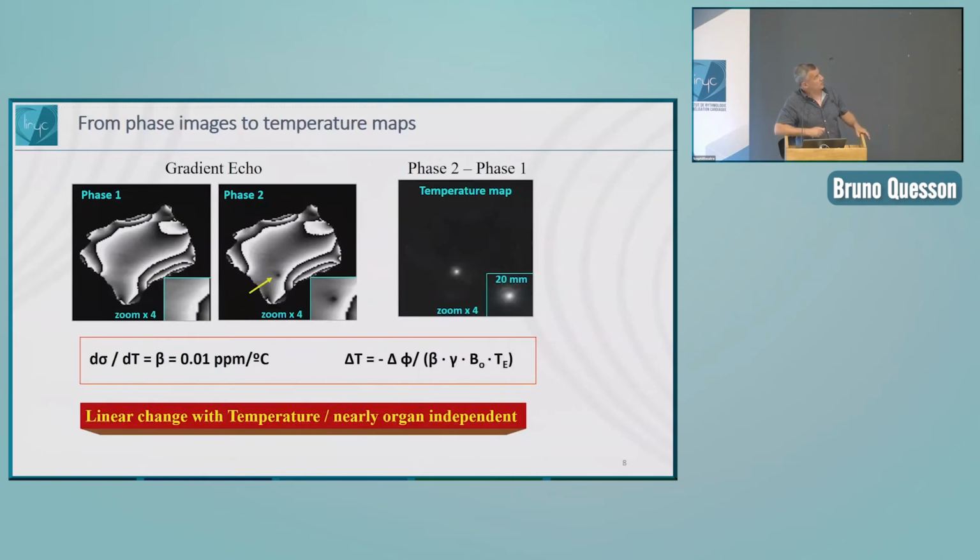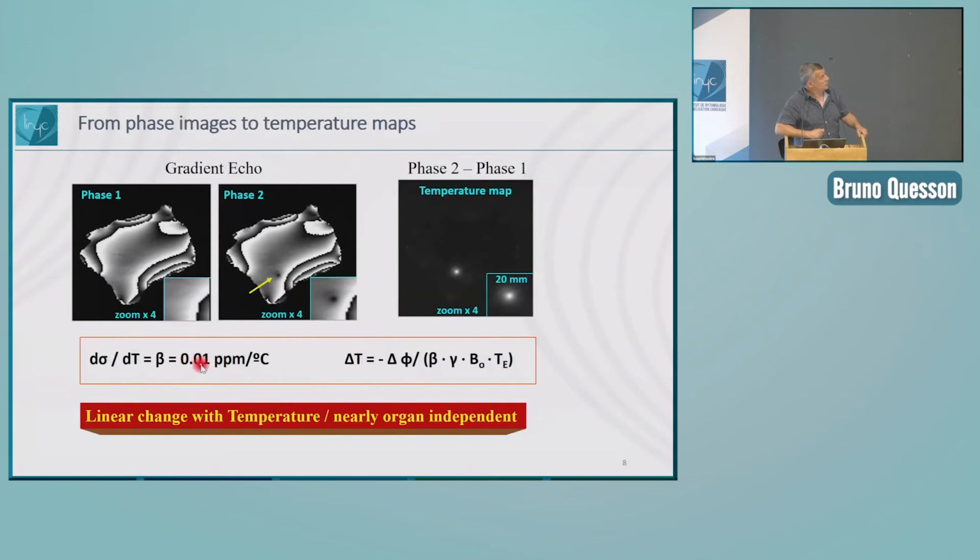So basically what we do, we have here two phase images on the left, one before treatment, this is the baseline, and one in the middle, where you can see clearly a contrast induced by a local change in temperature. And if you make the difference to get rid of all these phase wraps, for example, then you can isolate the temperature change. This is the phase change, and you can convert quite easily into temperature change using this formula.